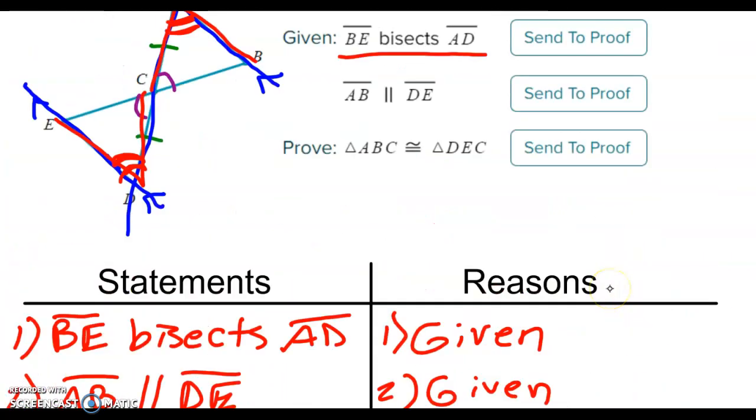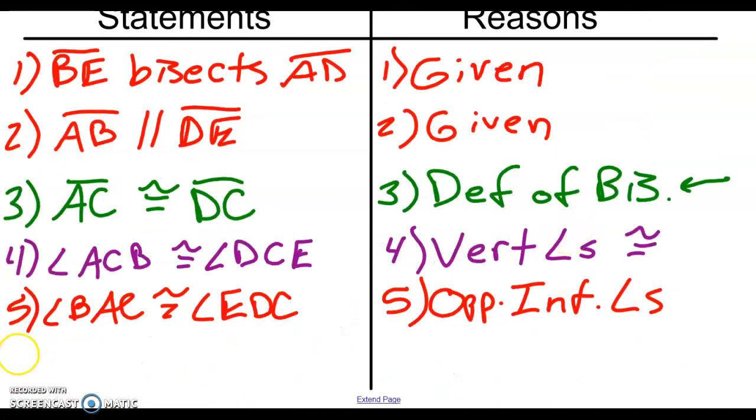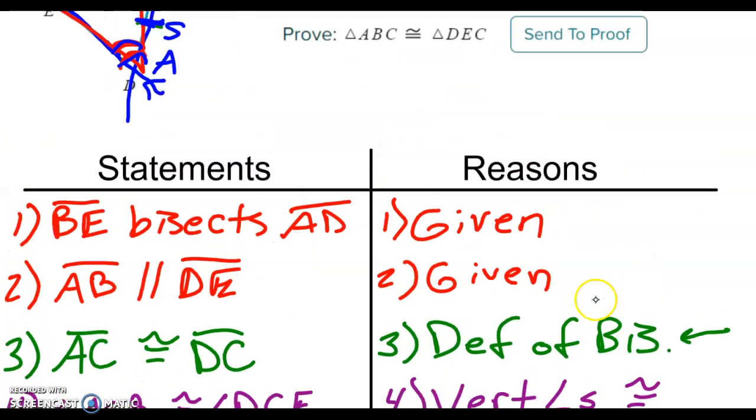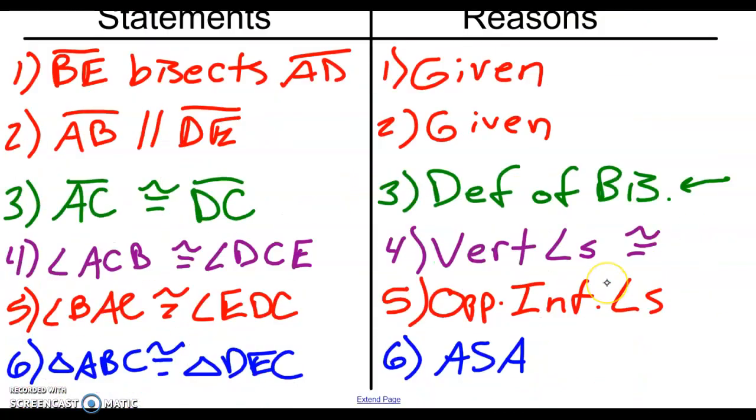Okay, and then once we have that, I'm almost out of time on the video, so I'm going to wrap this up quickly. We have an angle, we have a side, and we have an angle. So these two, triangle ABC congruent to triangle DEC by angle, side, angle. Okay, so keep working, keep doing a great job. You've got a handful of proofs today, and have a great rest of your day.